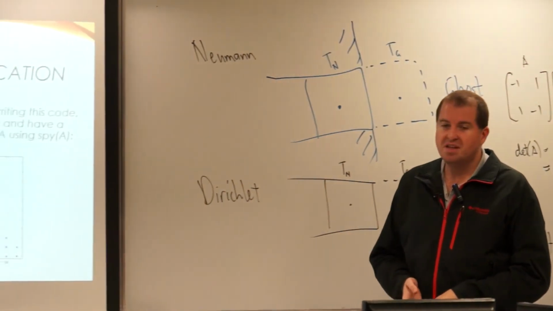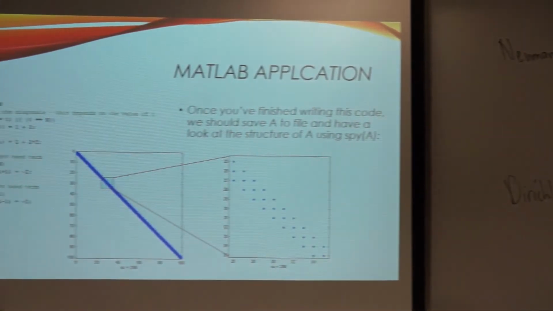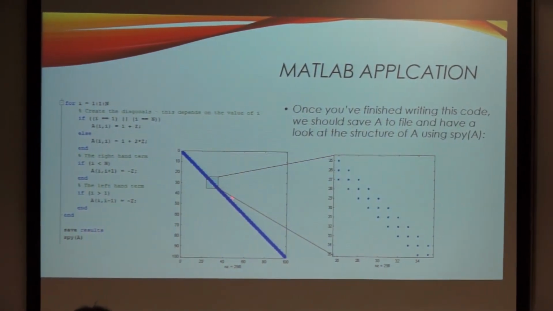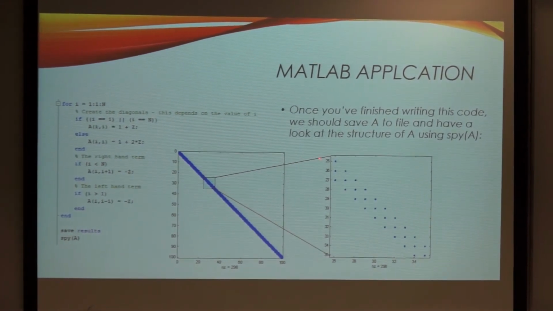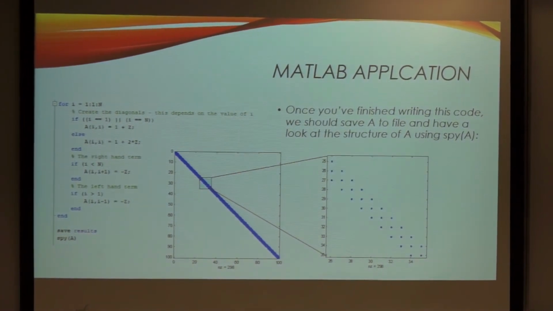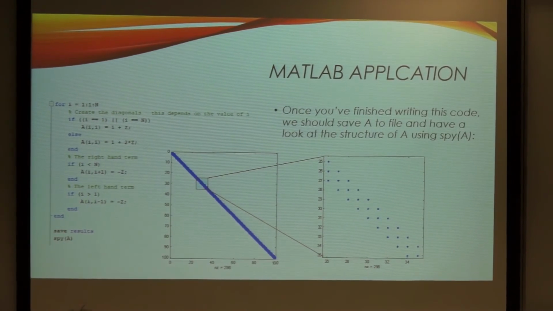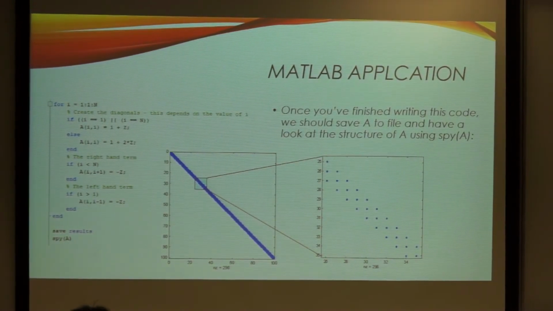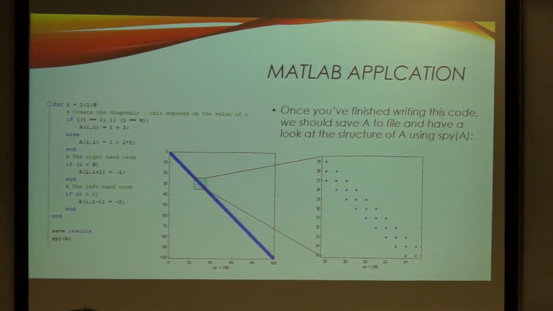You should be able to see something like this. Once you type spy(A), it's going to present a graph that shows you all of the internal points. You should be able to see a diagonal set and a set of off-diagonal terms. Each row of A is going to have 3 parts, the diagonal and 2 offsets. So that's what SPY should look like.